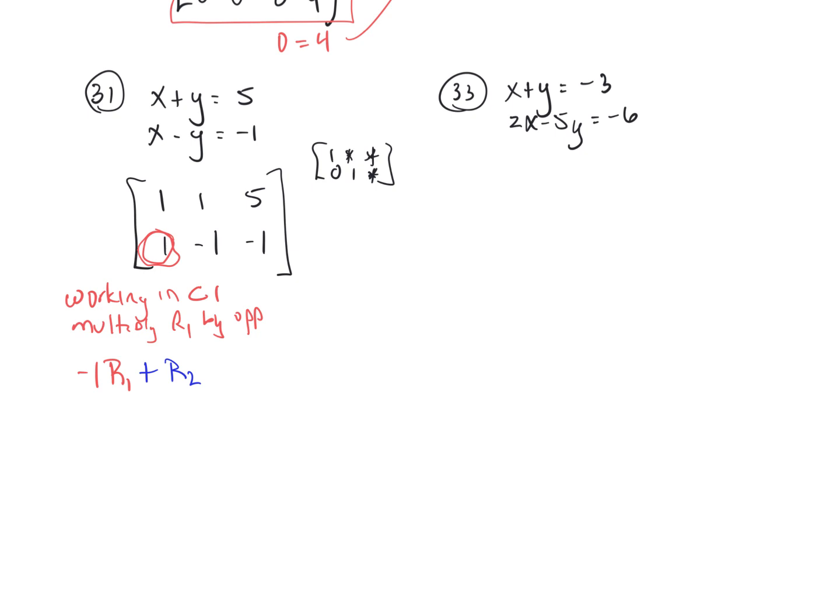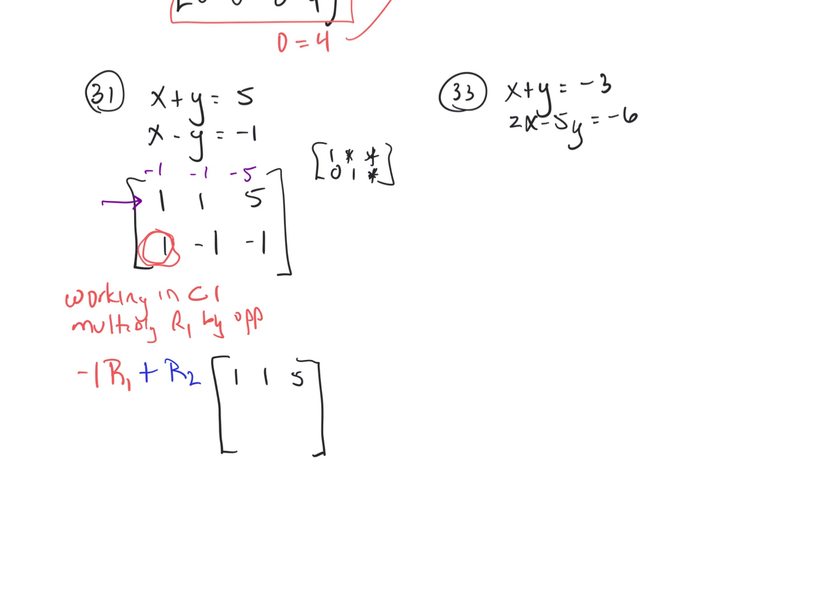Now remember, when you multiply your row 1, you're not actually changing those values. We just write them somewhere else. So I'm going to put negative 1, negative 1, negative 5. Row 1 does not actually change. Only row 2 changes. So I'm still going to have 1, 1, and 5.